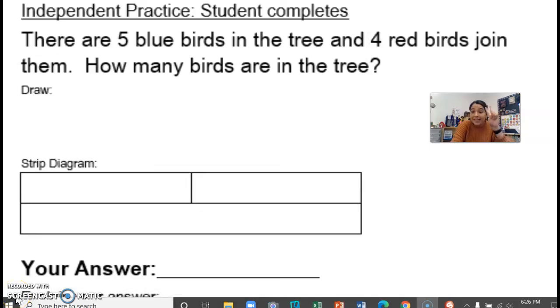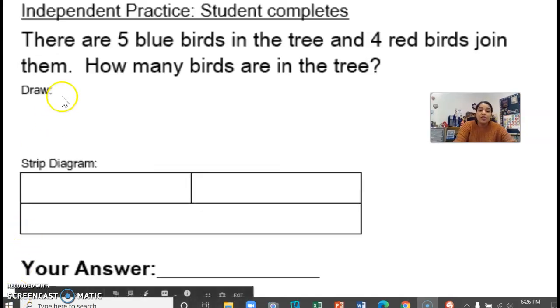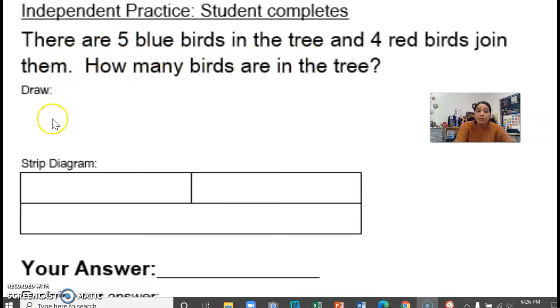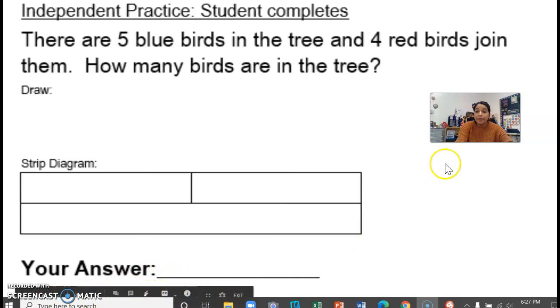For your second assignment, your last assignment, you're going to go ahead and complete this word problem just like we practiced. So you're going to read the word problem. You're going to draw your word problem. So you're going to draw your birds. And you're also going to practice drawing the strip diagram just like we did in our lesson. You're going to write your answer and also explain your answer right here at the bottom. Once you're done with that, you can go ahead and turn it in to your teacher in Google Classroom.